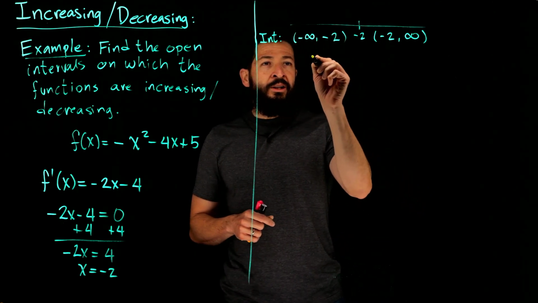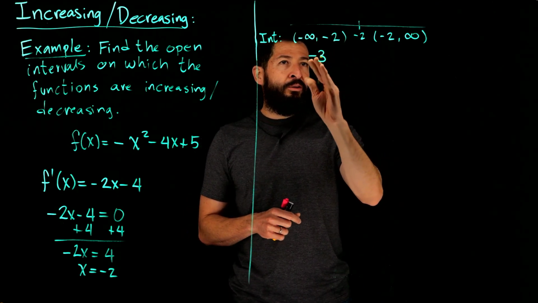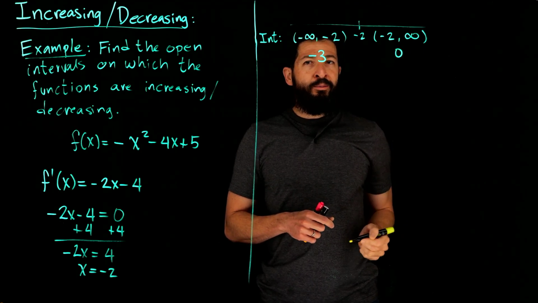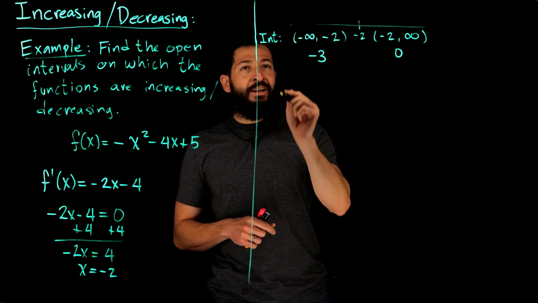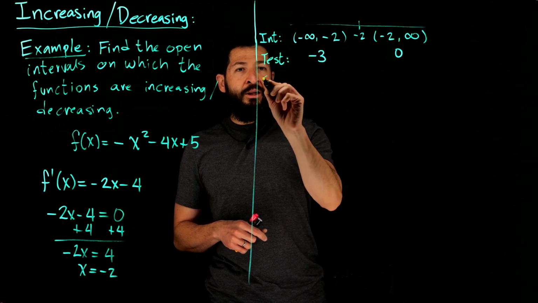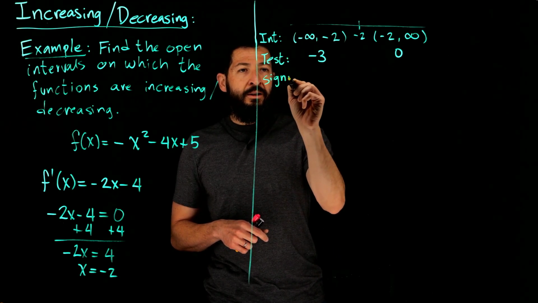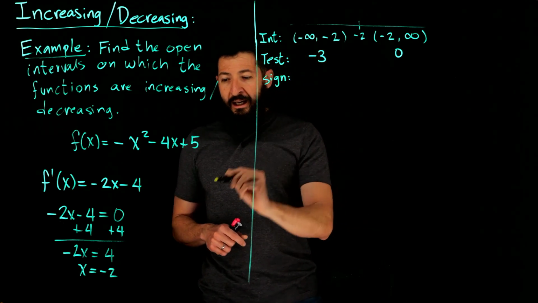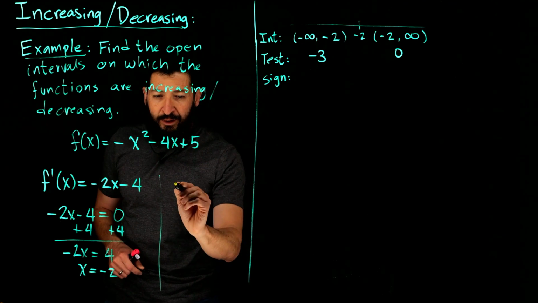So what I'm going to do is I'm going to pick two numbers, one to the left of negative 2, one to the right. So here 0 is perhaps more convenient. And I'm going to find the sign. I'm going to call this a test value, if you will. And I'm going to look for the sign of the derivative at that point. So let's take a look. Let's evaluate it here. Perhaps it's better.